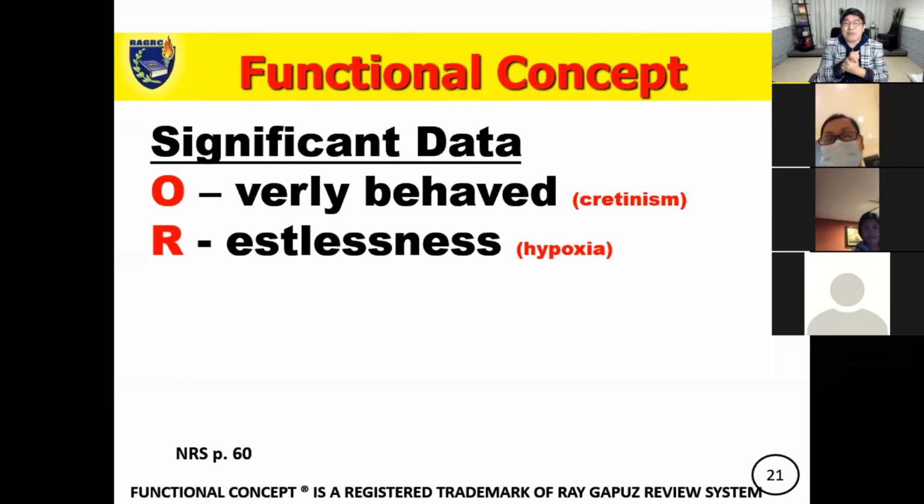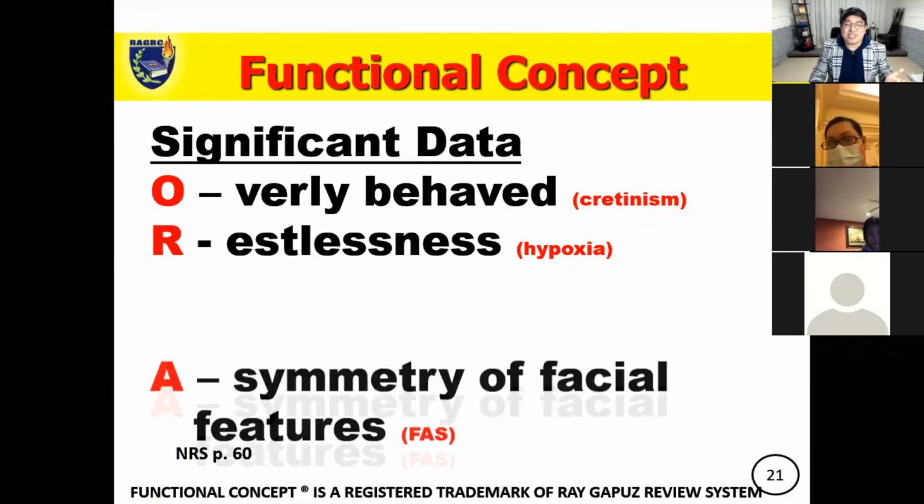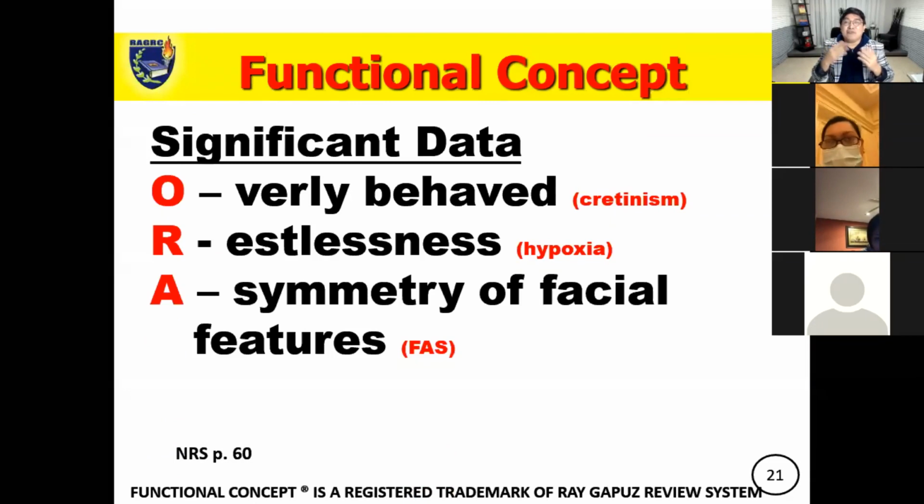Next, restlessness may be indicative of hypoxia. So do you consider a baby with restlessness as a first level priority? Of course. Hypoxia could actually be a danger sign. Asymmetry of facial features. Like if you have a baby in which one eye is smaller, then thin upper lips, receding chin, and then short nasal bridge, then suspect fetal alcohol syndrome. So ask the mother, did you drink alcohol while pregnant? Those are the things that you have to consider asking the mother.